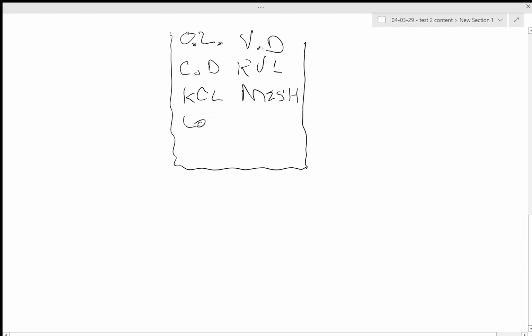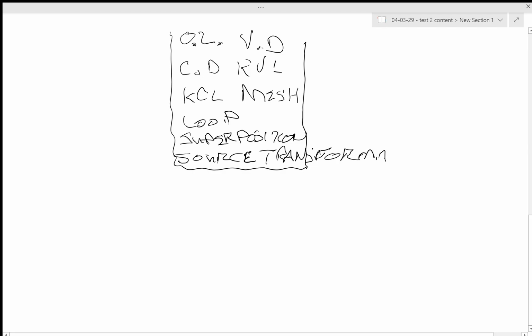loop, superposition, and we have source transformation. God, that's a long word. And then we have Thevenin. And if you like Norton.